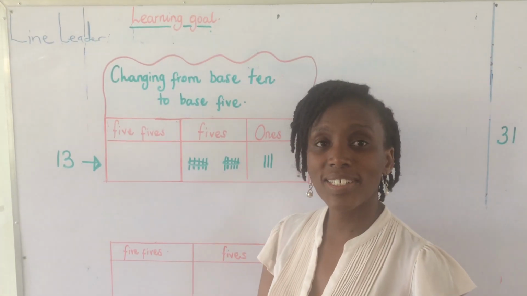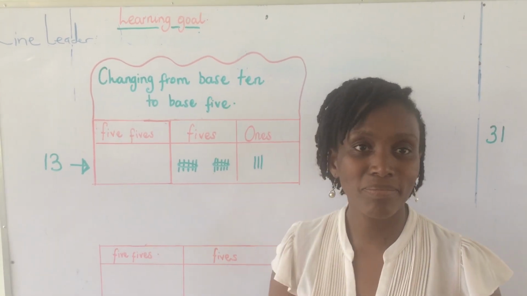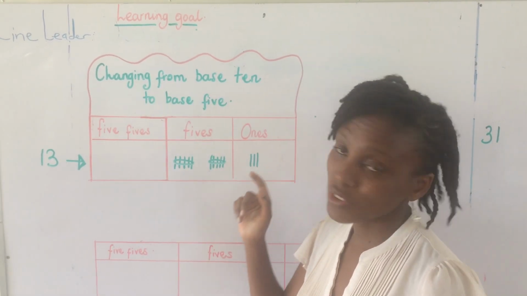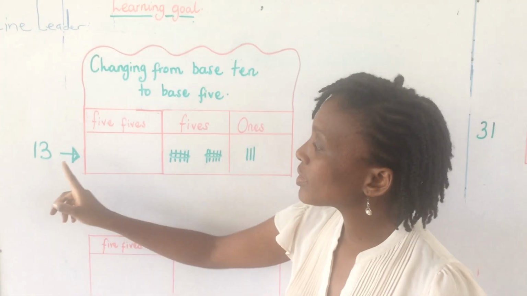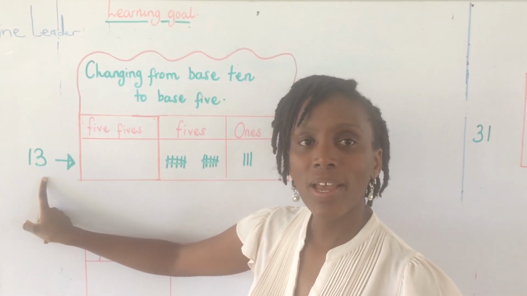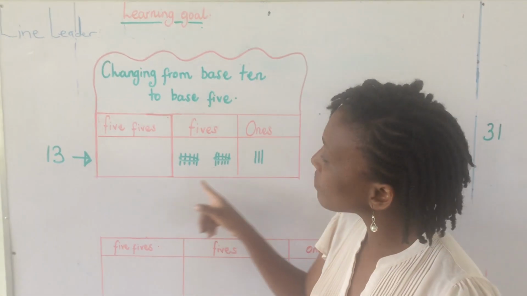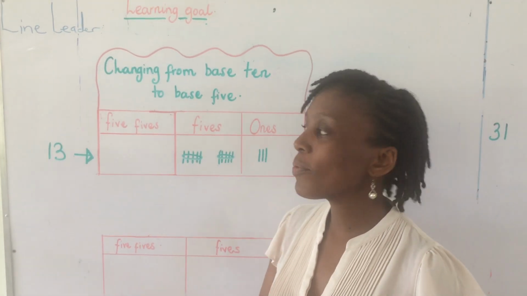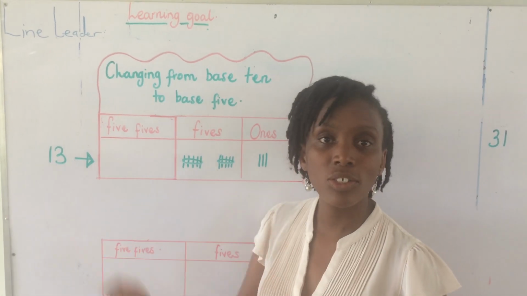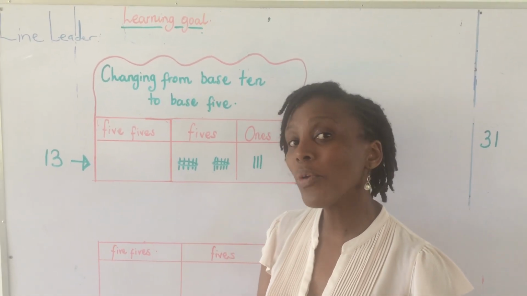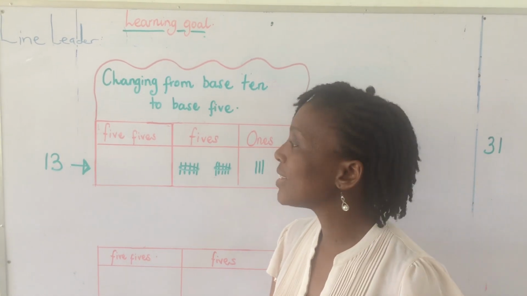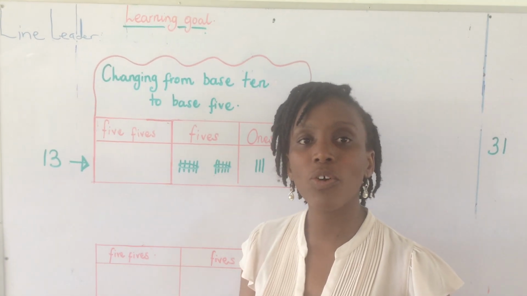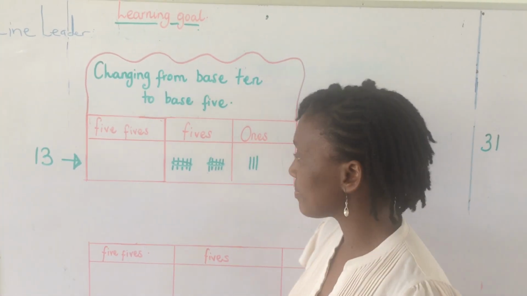Let's start with our first example, which we have shown on our place value chart. So we are going to start out with our number, and using our place value chart, which we will call our function machine, we will change from base 10 to base 5. I hope you remember what that is like. So we have 13. How many groups of 5 are in 13?